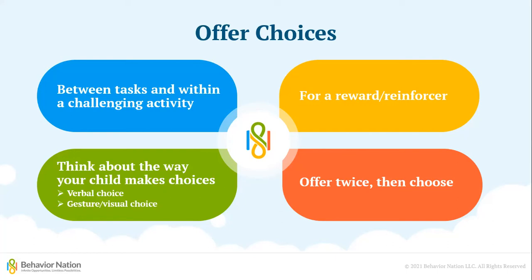Next, if you have a child who refrains from engaging in a choice, you still want to offer it to them, but you will do the offer twice, then choose method. In this case, you'll allow them an opportunity to make a choice two times, and if they do not, you will make the choice for them.